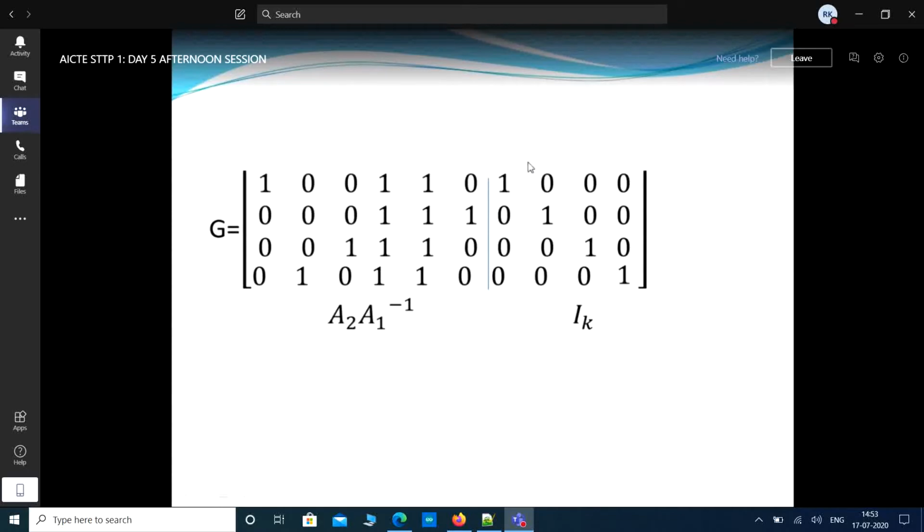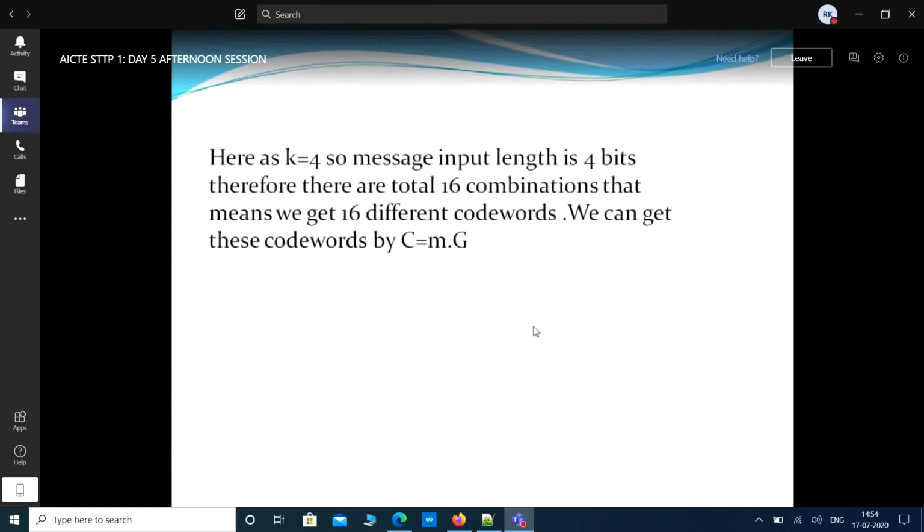So this is the 4 by 4 identity matrix, and A2 and A1 inverse is multiplied. You know the A2 matrix and A1 inverse, so both are multiplied. A2 means A2 inverse, and A2 transpose multiplied with A1 inverse. So this is how to generate a generator matrix.